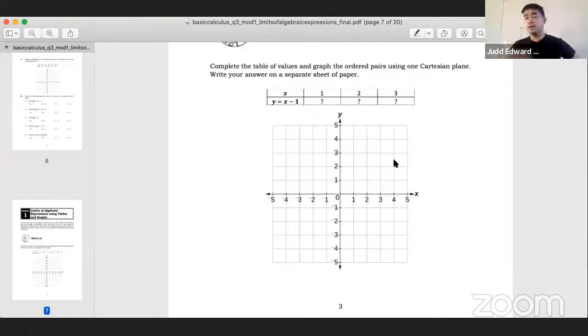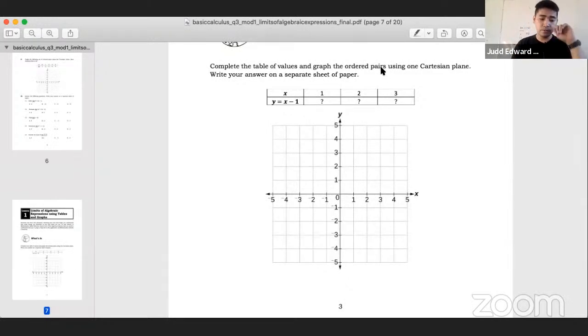Okay, so that is how we graph and get the table of values. Let's have another example for this one. So pag graph natin yan, isang line lang naman siya since the function or the equation is y is equal to x minus 1. Therefore, it is a linear equation. So pag graph natin siya, diretso lang naman siya.